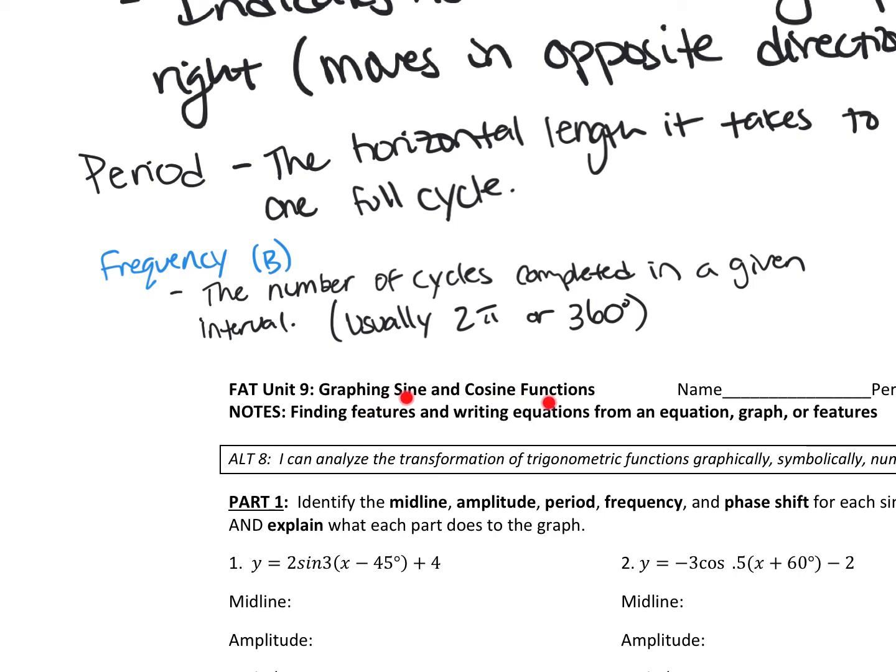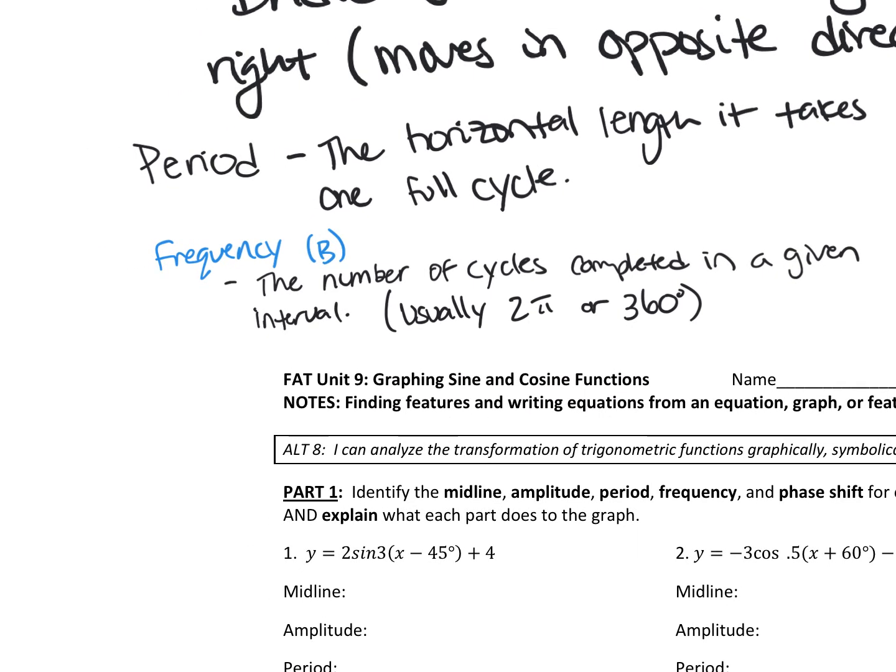Really quick, kind of an equation I can give for that is that if you are trying to find your frequency, you can do 2 pi or 360 divided by your period. Or if you're trying to find your period, you can do 2 pi or 360 divided by the frequency. So depending on what information you have, whether you're looking at an equation or you're looking at a graph, you can use this equation. So anyway, those are our different features.